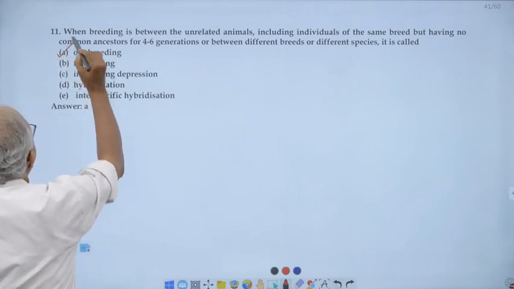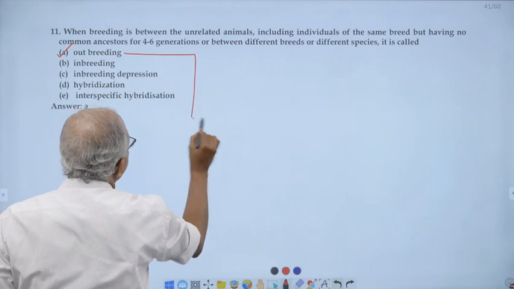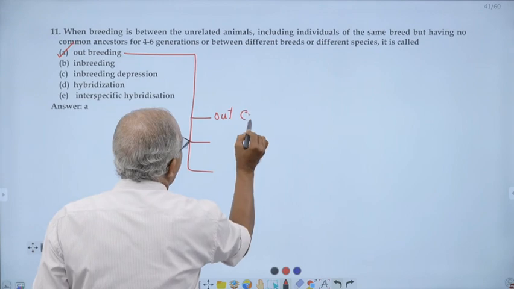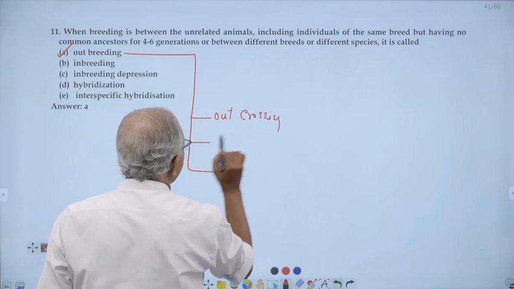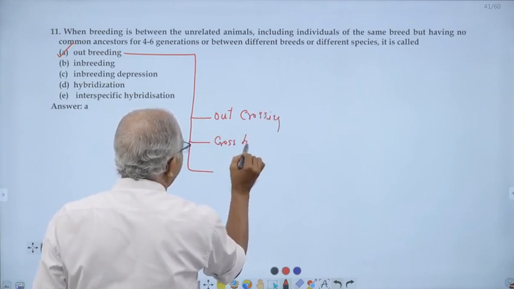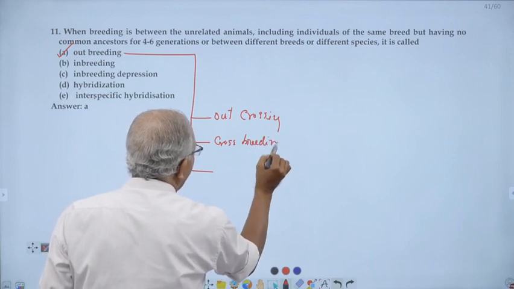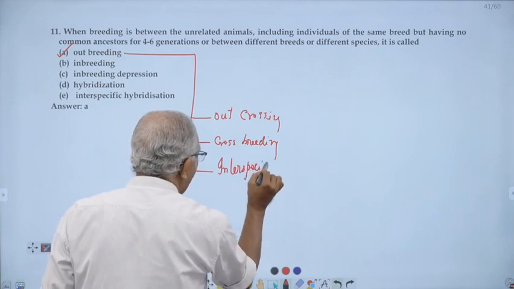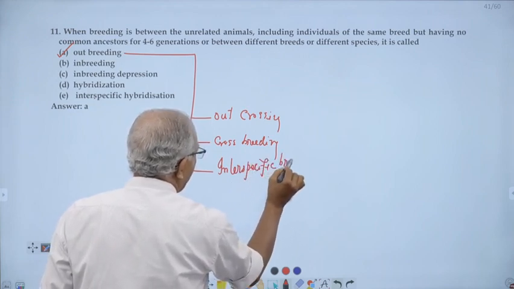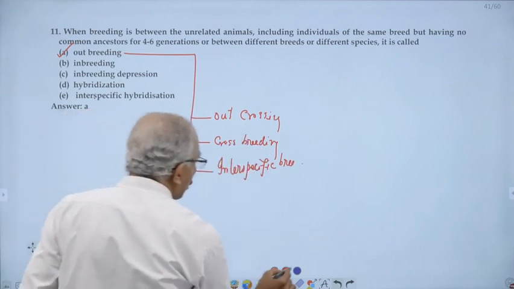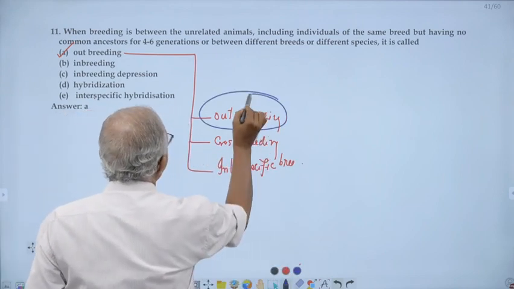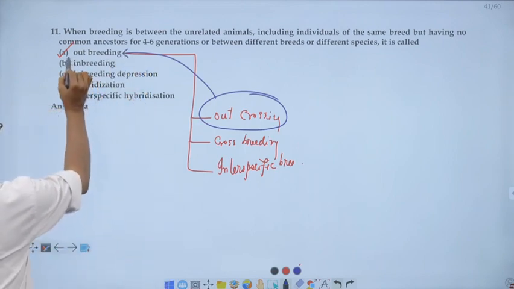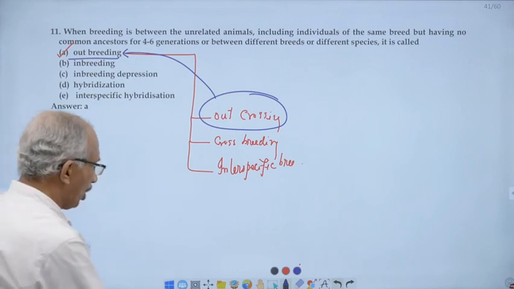But outbreeding, one of the three methods we studied: outcrossing, crossbreeding, and inter-specific breeding. So outcrossing is the answer, but it is included in outbreeding. So we select outbreeding.